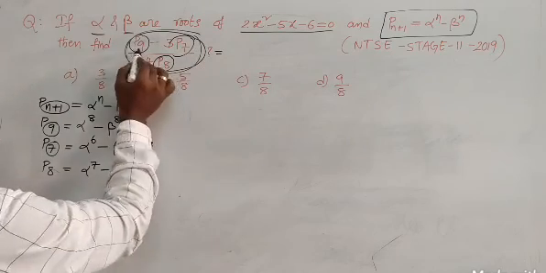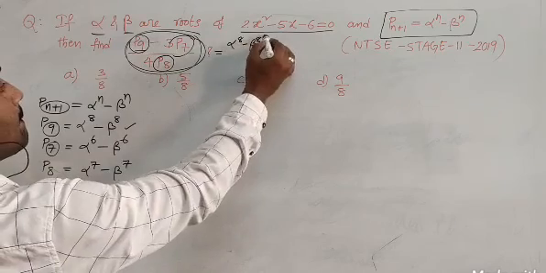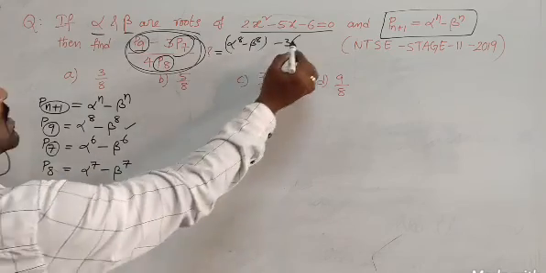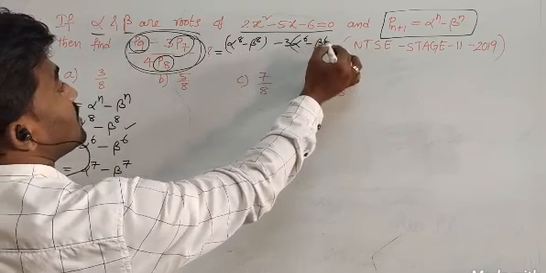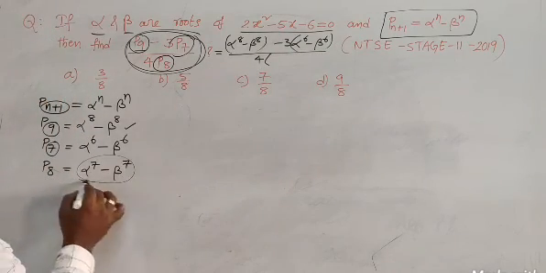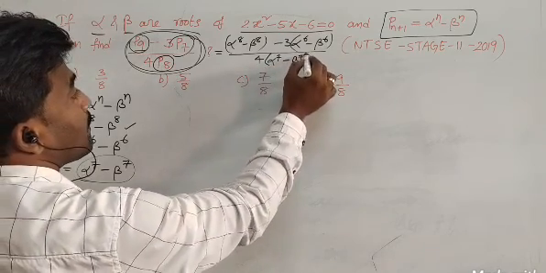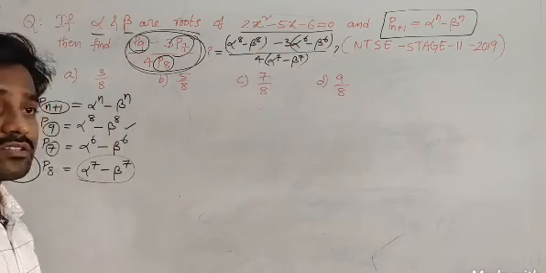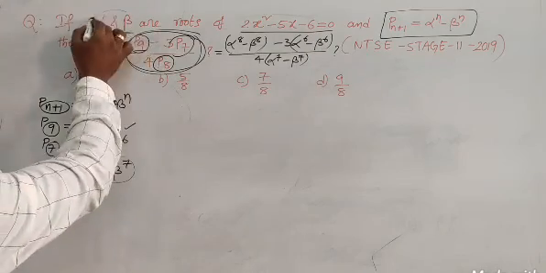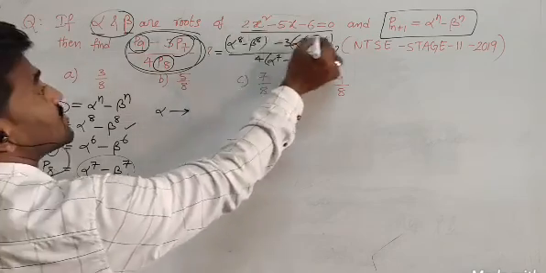So let's expand. P9 we got as alpha power 8 minus beta power 8, minus 3 into P7, P7 means alpha power 6 minus beta power 6, by 4 into P8, P8 value alpha power 7 minus beta power 7. If you find this, you will get the answer. For finding this one, we have to use the condition that alpha and beta are the roots of this equation. Let us take alpha as a root of this equation.